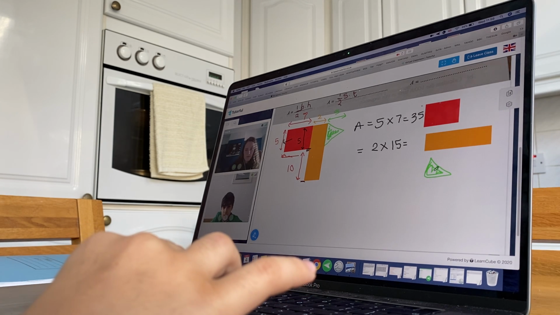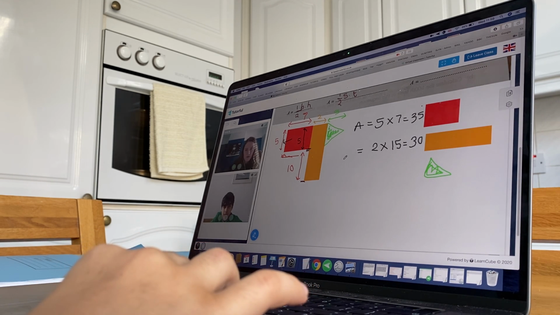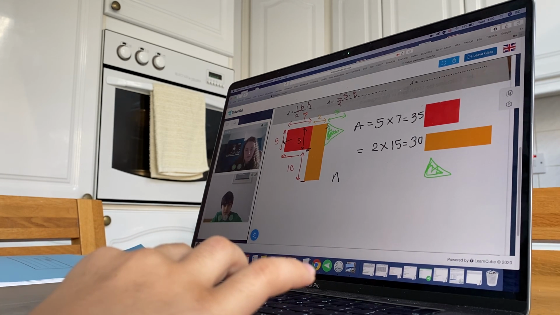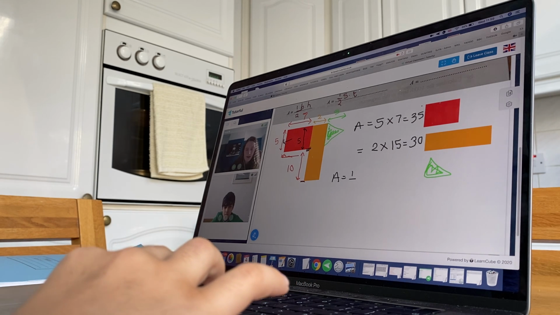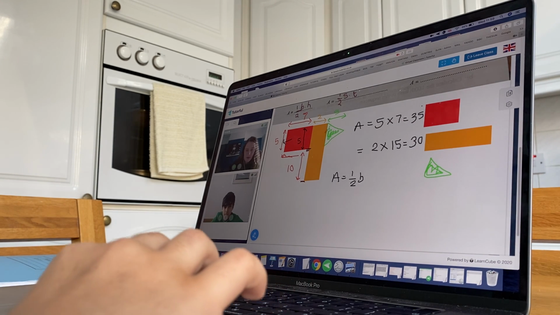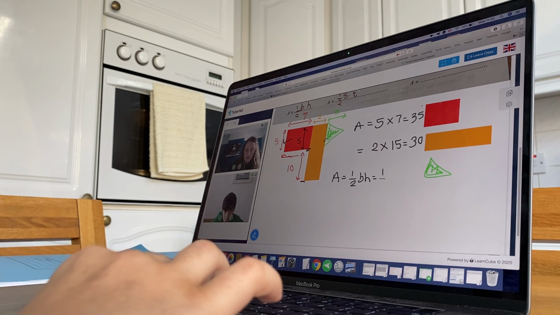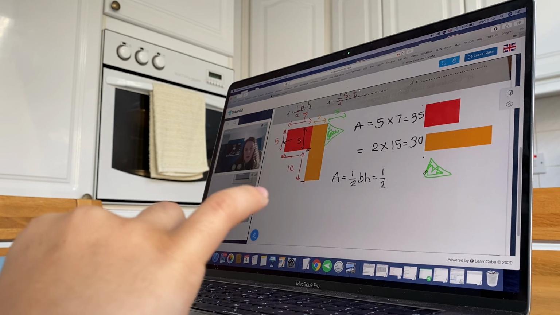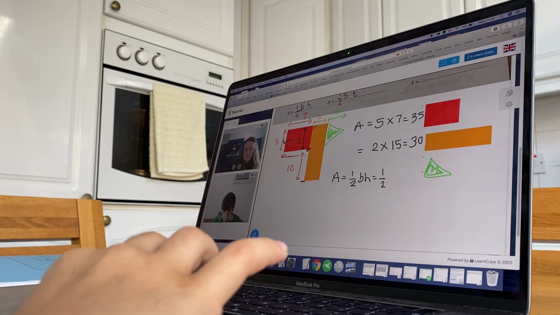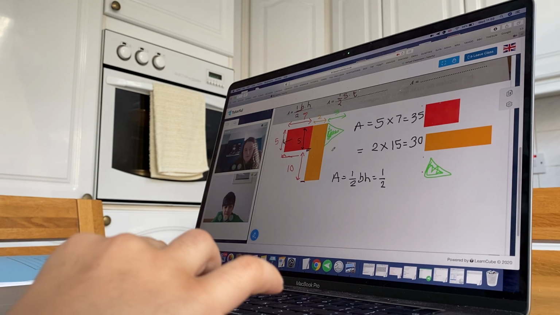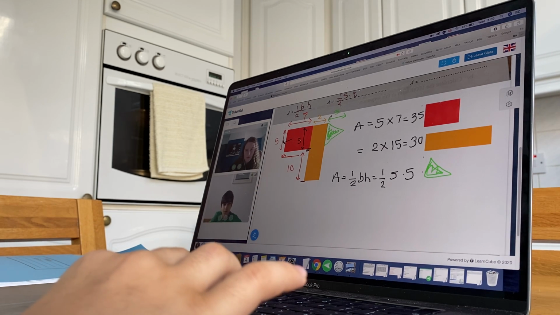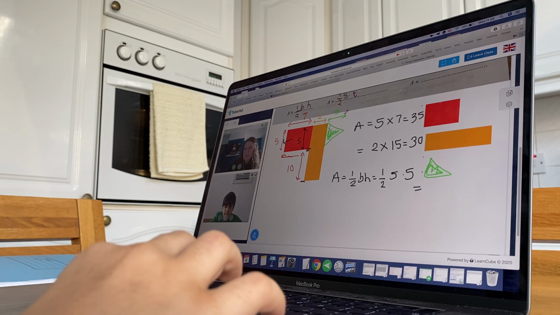And then the triangle. How do we work out the area of a triangle again? You half the base times the height. This part is also going to be 5 over here. So 5 times 5 is 25, half of 25, so it's going to be 12 and a half.